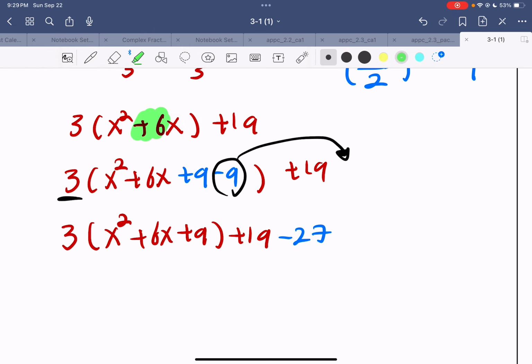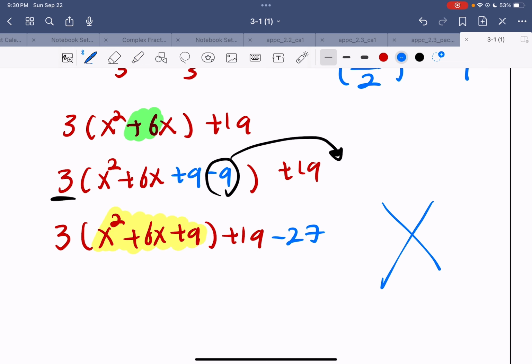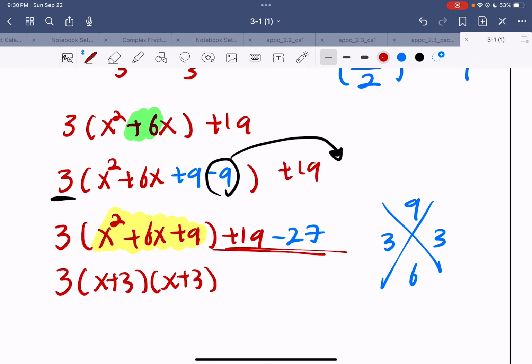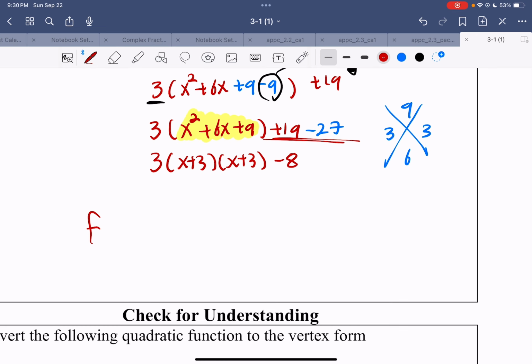All right. Now this one we can factor. Again, since it's going to be a perfect square, these two numbers are going to be the same. 3 and 3, right? So I have 3 times x plus 3, x plus 3. And what's 19 minus 27? That's going to be minus 8. Yep, we got everything. So let's finalize it. We got 3 times x plus 3 squared minus 8. Okay, where our vertex is going to be negative 3 comma negative 8.